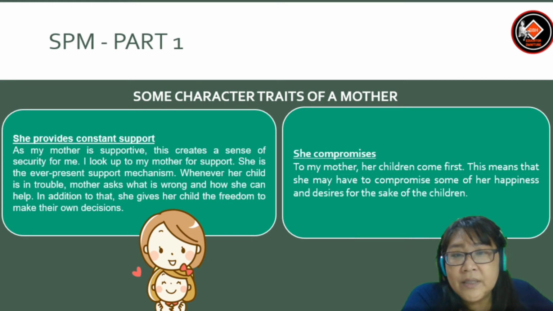In addition to that, she gives her child the freedom to make their own decisions. Or you can use a singular, she gave me the freedom to make my own decisions. The last one is she compromises. To my mother, her children come first. This means that she may have to compromise some of her happiness and desires for the sake of the children.